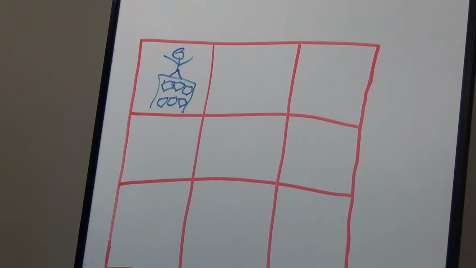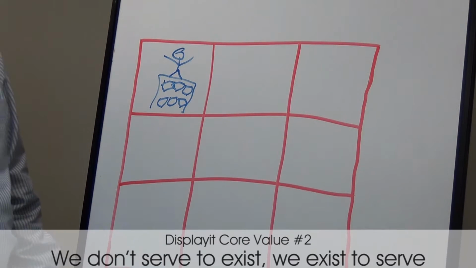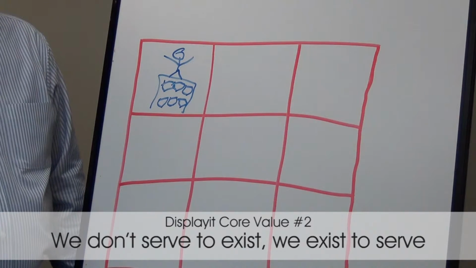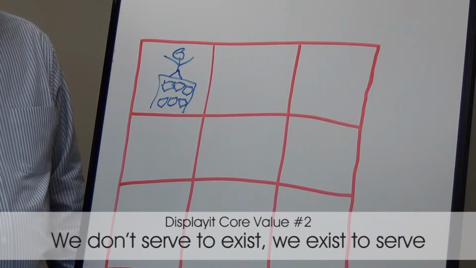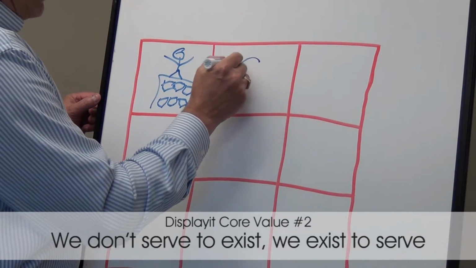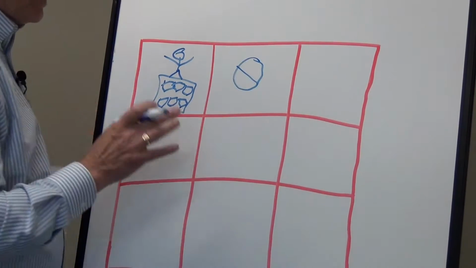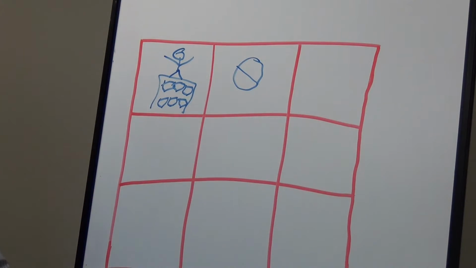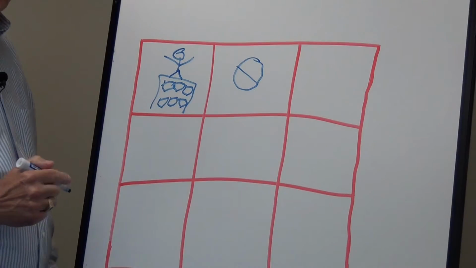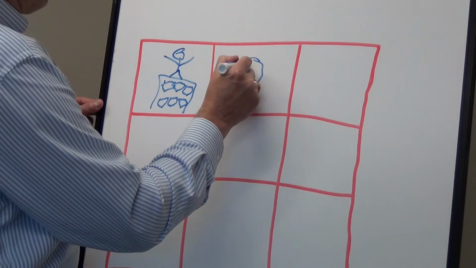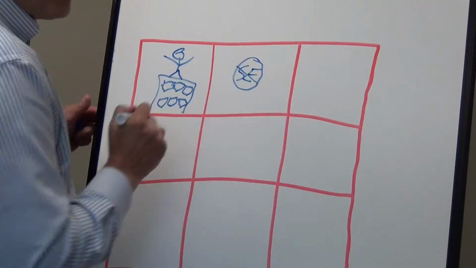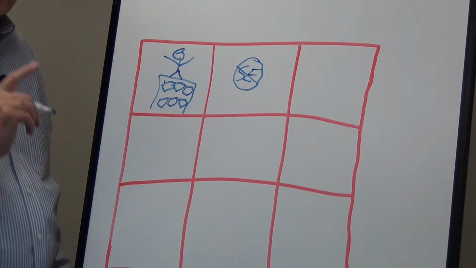Our second core value is that we do not serve to exist, we exist to serve. When I look at that term, I think of that old not sign, where we take a circle and draw a line through something we do not want. So what do we not want to do? We do not want to serve to exist, but we want to exist to serve.